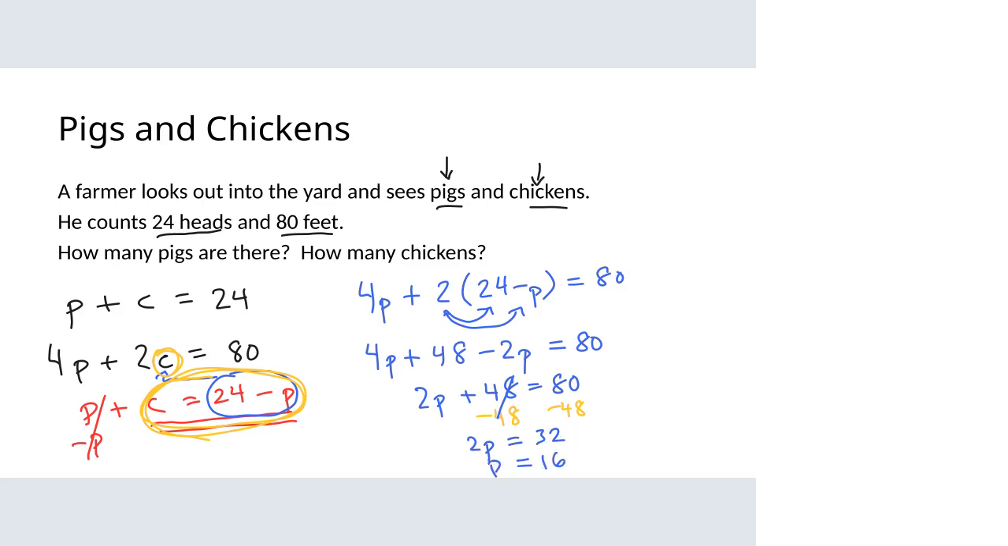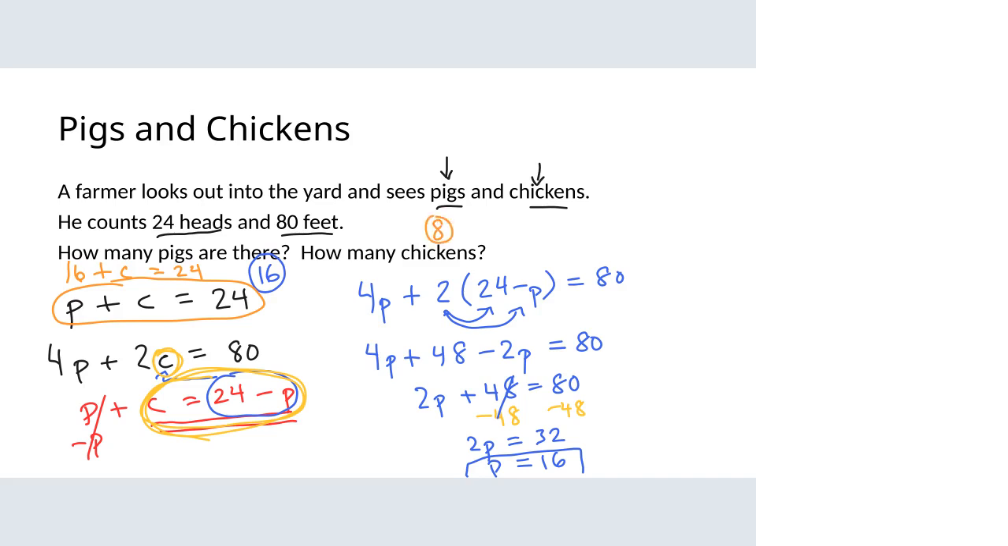One of the questions I was given is how many pigs are there? That's 16. And then once we know there are 16 pigs, we can go back into this original equation that was relatively simple. We know there are 16 pigs plus the chickens has to equal 24. You could subtract 16 from both sides, or you could just go, well, then there must be 8 chickens, and that would be correct. How many chickens?